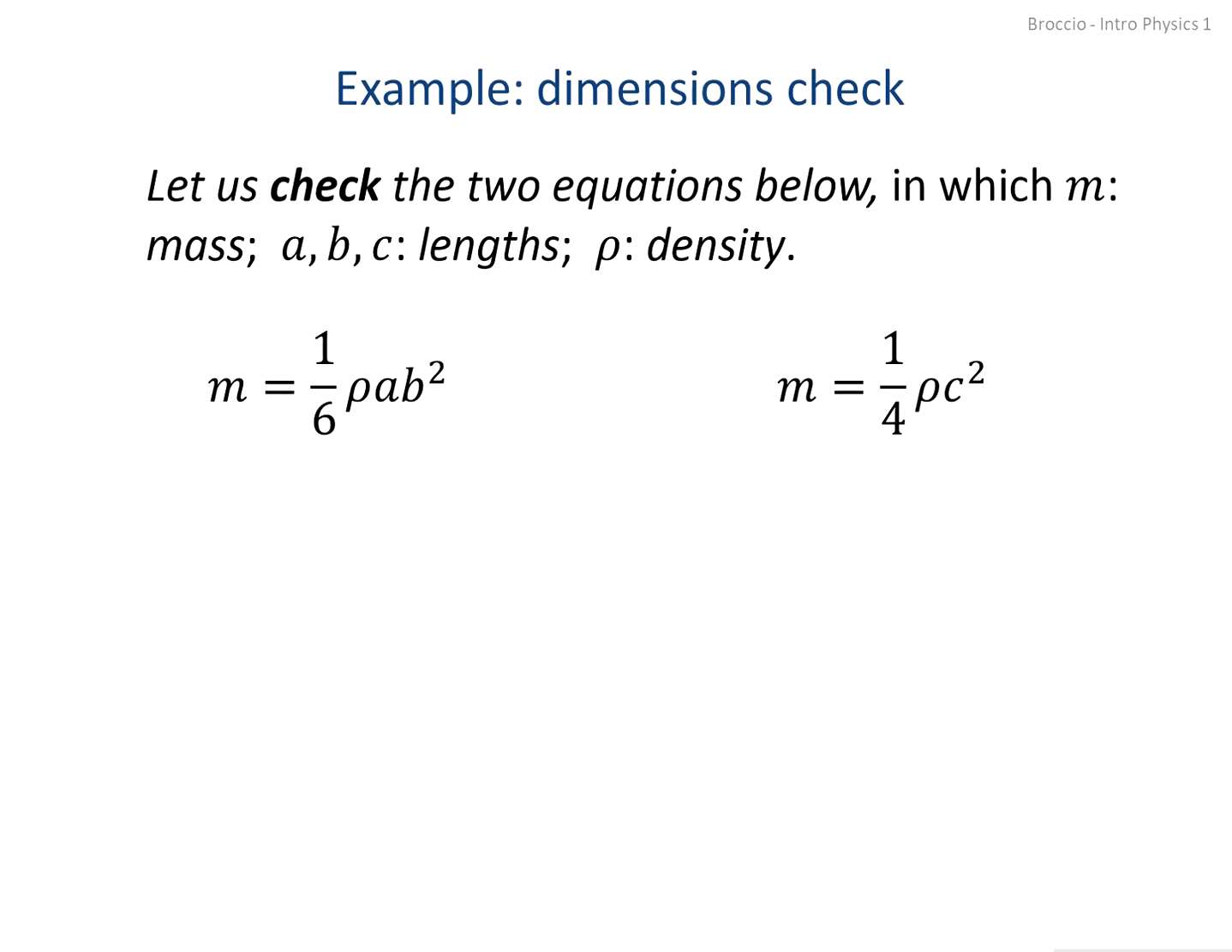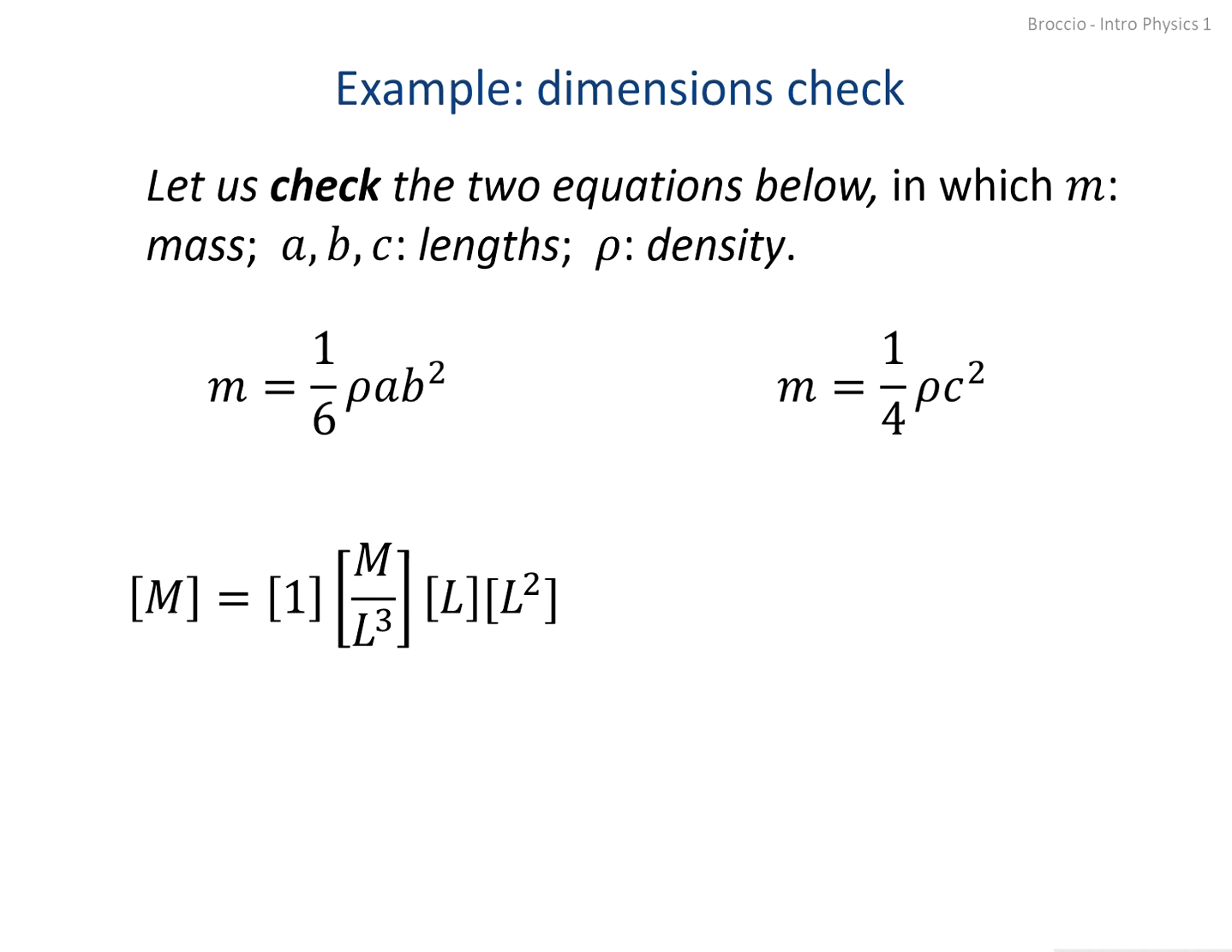Here's an example. Let's check the two equations below using dimensional analysis. The symbols have the following meaning. M is a mass, A, B, C are lengths, and rho is a density. Let's start with the left equation. The left-hand side of this equation is a mass, so we need to check if the right-hand side, 1/6 rho A B squared, is also mass.